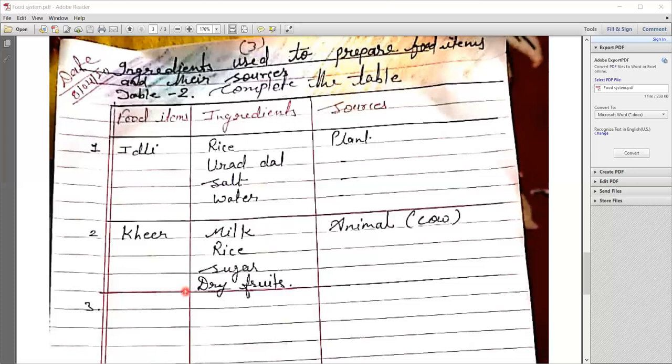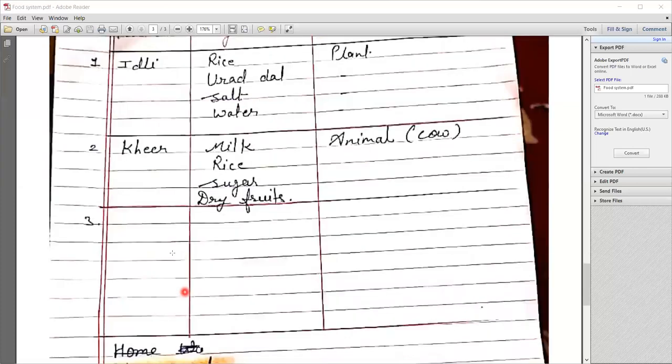The next, third one, in the table I have drawn, you have to complete this table. You have to write the third food item and fill in the blanks. That's all for today, children. Next topic, in the next class tomorrow, we will study about animal products, which animal products are used as food.